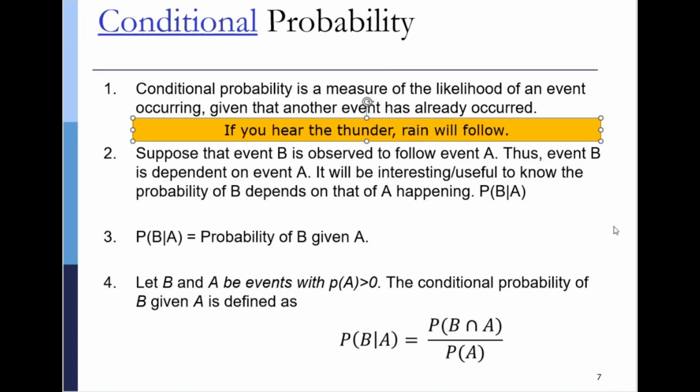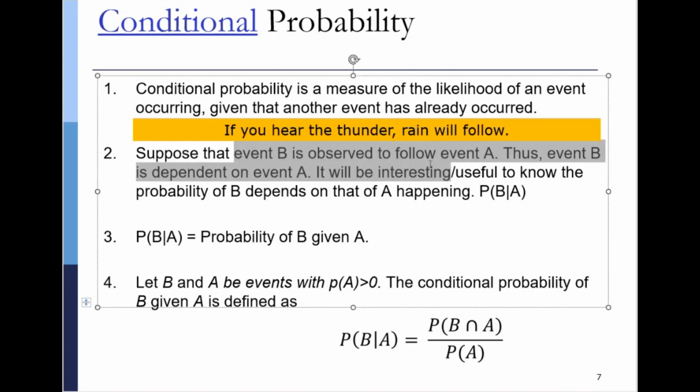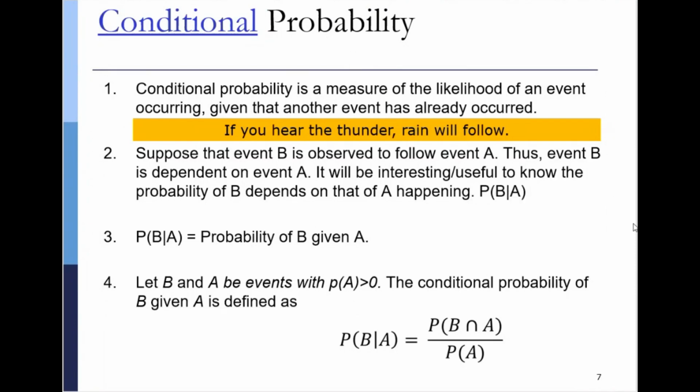Okay, let us dissect this. Suppose that event B is observed to follow event A. Thus, event B is dependent on event A. It'd be interesting or useful to know the probability of B depending on A happening. This is given by P, probability of B given A happens. Probability of rain given thunder happens. Do you see that? Conditional probability.